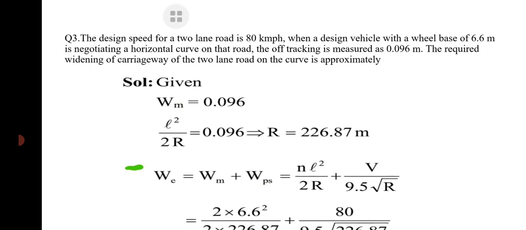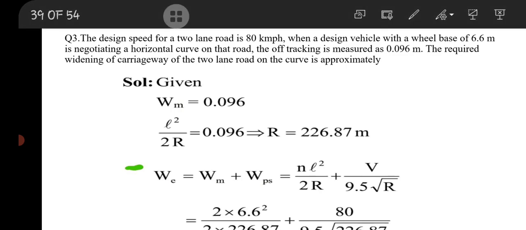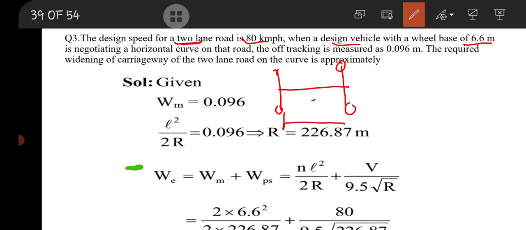Okay. First, here is the question given. The velocity of the vehicle is 80 kmph and it is a two-lane road, meaning the number of lanes is given as 2. Then a design vehicle with a wheelbase of 6.6 meter, meaning here are two wheels of the vehicle, the length of vehicle is 6.6 meter, is negotiating a horizontal curve on the road, and off tracking is measured. Off tracking means the extra widening, measured 0.096 meter.